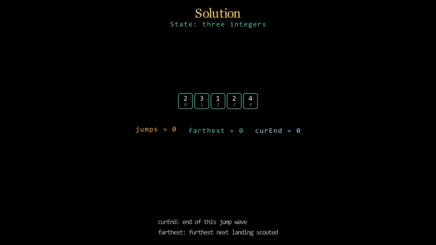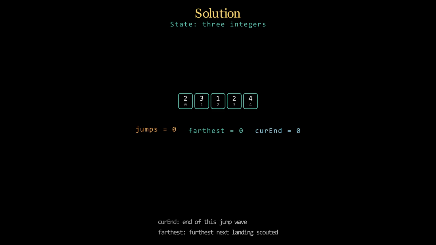Classical greedy linear time method, 1 pass, incrementing the jump count when the scan reaches the end of the current reach. Current marks the right edge of the wave you are closing with your current jump count. Farthest is the furthest index any cell in that wave can reach on the next step. They are 2 different roles.